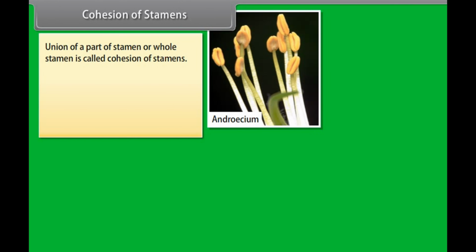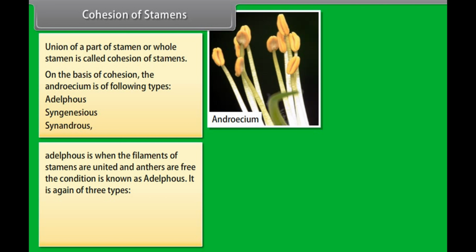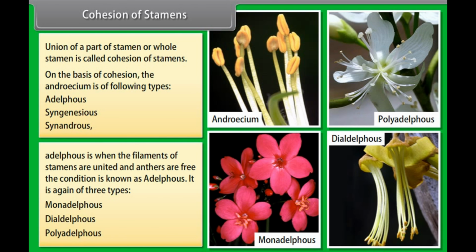Cohesion of stamens. Union of a part of a stamen or the whole stamen is called cohesion of stamens. On the basis of cohesion, the androecium is of the following types: adelphous, syngenesious, synandrous. Adelphous is when the filaments of stamens are united and anthers are free. It is again of three types: monadelphous, diadelphous, polyadelphous.